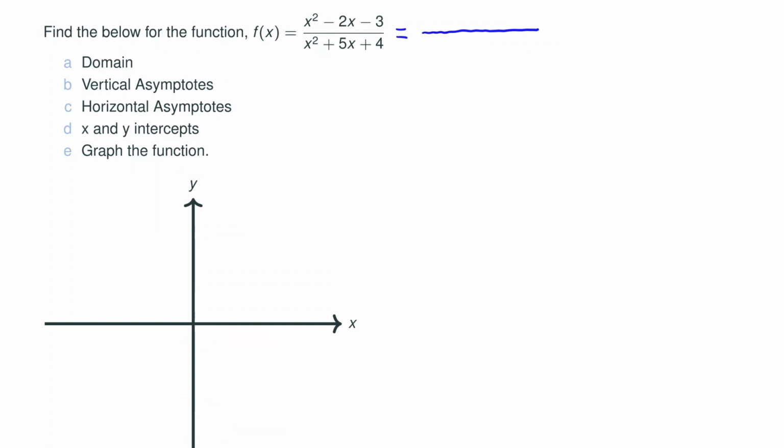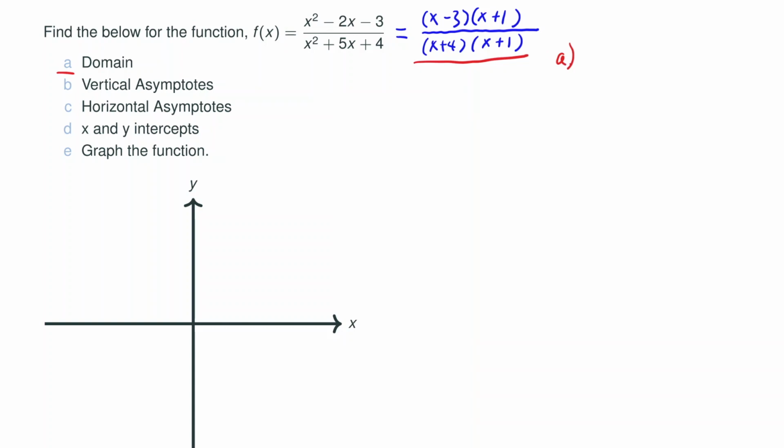So numerator factors to x minus 3, x plus 1. Denominator factors to x plus 4, x plus 1. So for finding domain, we do not cancel anything out. We just look at the denominator right here, and what values can we not have? Right. So let me write the answers here for A.